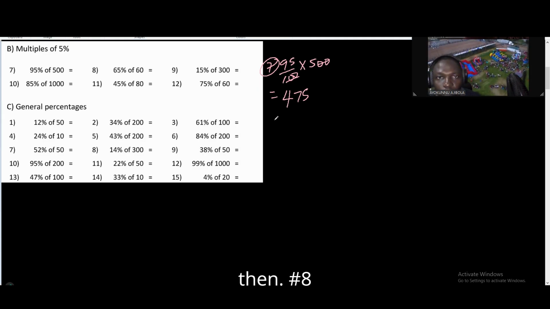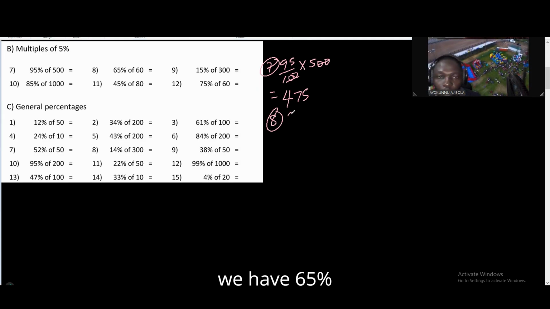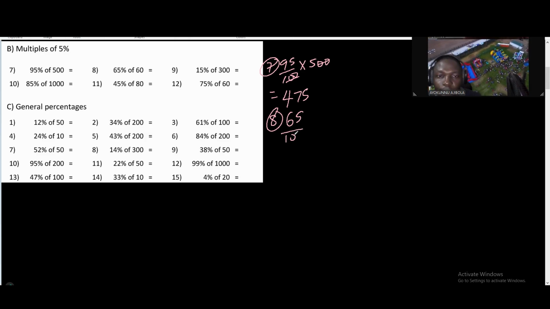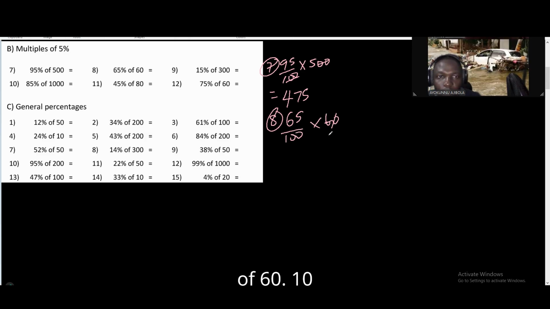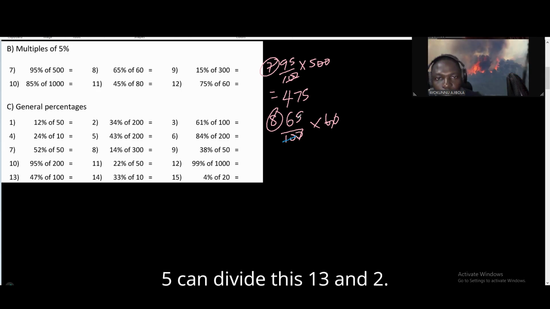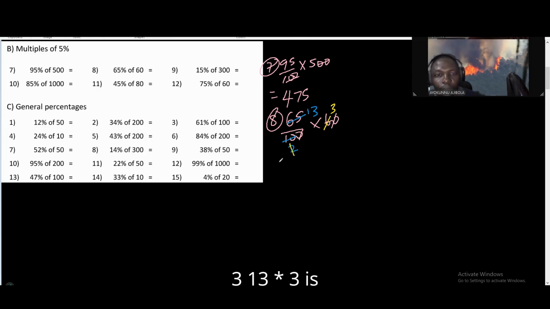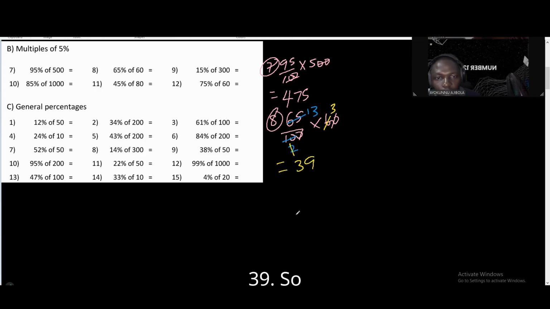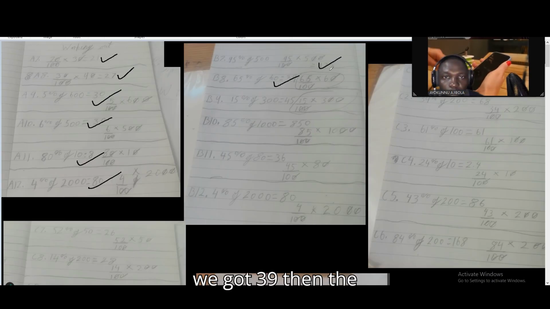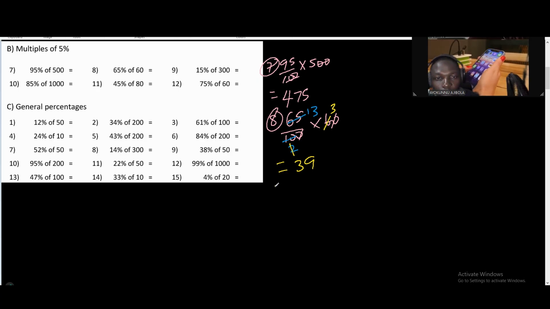Then number 8, you have 65% of 60. One zero cancels one zero. Then 5 can divide these, 13 and 2. Then 2 can divide here 3. 13 times 3 is 39. So we got 39.